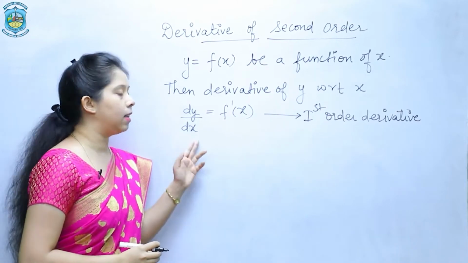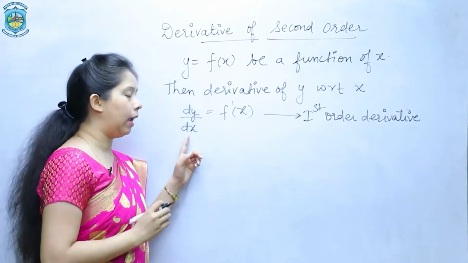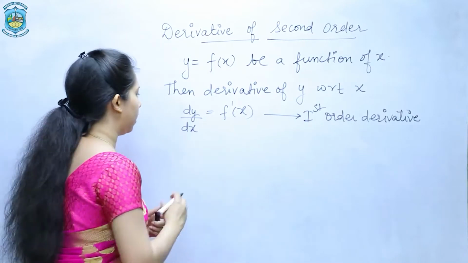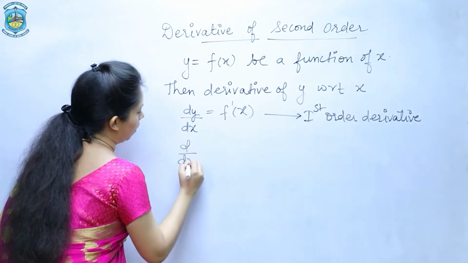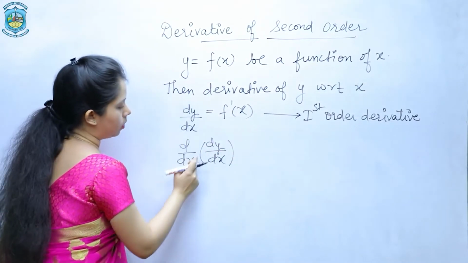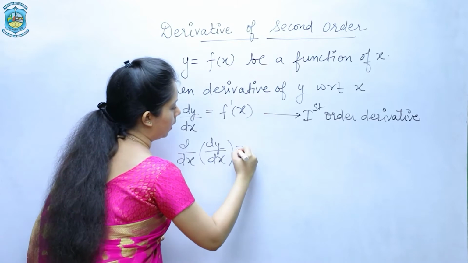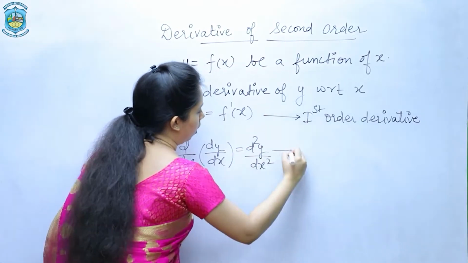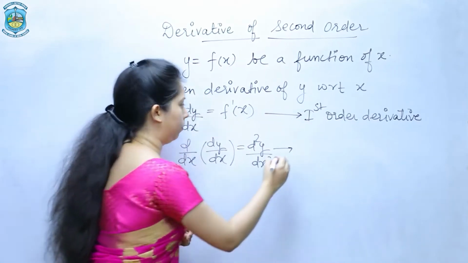If dy by dx is differentiable, then we can again differentiate it with respect to x, and this would become d by dx of dy by dx, and that is equal to d2y by dx square. Now, this is the second order derivative.